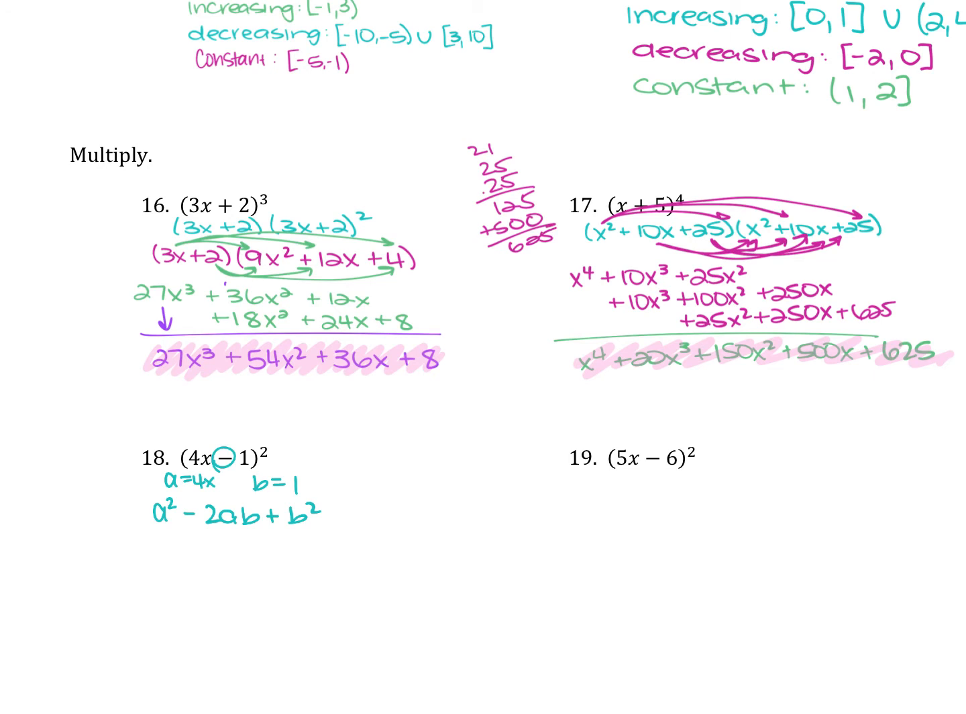So if we use this method, we're going to have the 4x squared, which is 16x squared. Negative 2 times 4x is 8x. Negative 8x times 1 is negative 8x. And then 1 squared is 1.